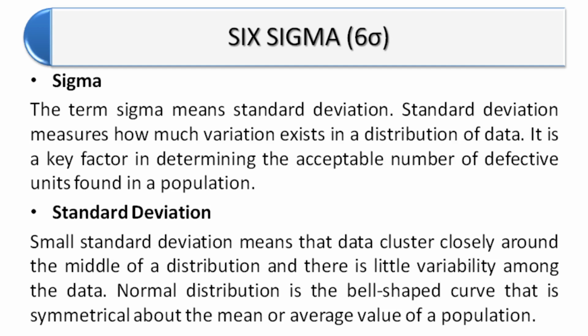So sigma is nothing but a name given to the standard deviation, and that measures the variation of the defects in a population, meaning in a number of products. And what is then standard deviation? With a small standard deviation, suppose the data cluster closely around the middle of a distribution and there is little variability among the data. The normal distribution is a bell-shaped curve that is symmetrical about the mean or average value of the population.